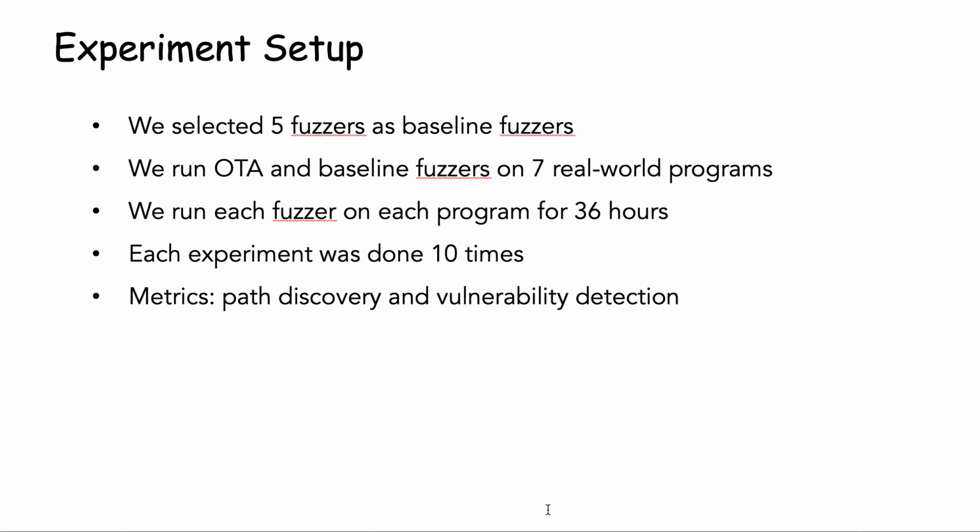To verify the effectiveness of our approach, we conduct a series of experiments. This is our experiment setup. We selected OTA and baseline fuzzers. We run OTA and the baseline fuzzers on 7 real-world programs. We run each fuzzer on each program for 36 hours, and the experiment was done 10 times. Besides, our two vital metrics are path discovery and vulnerability detection.